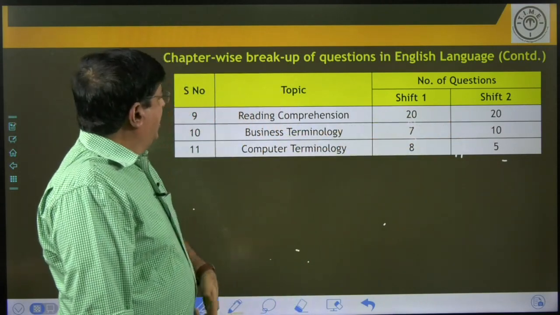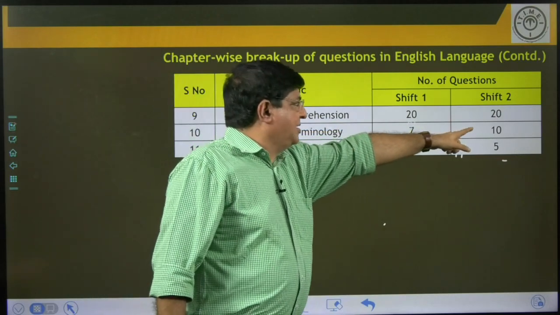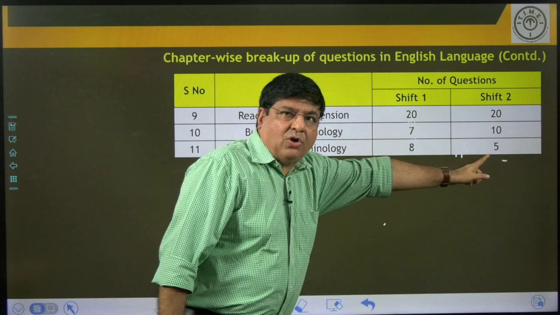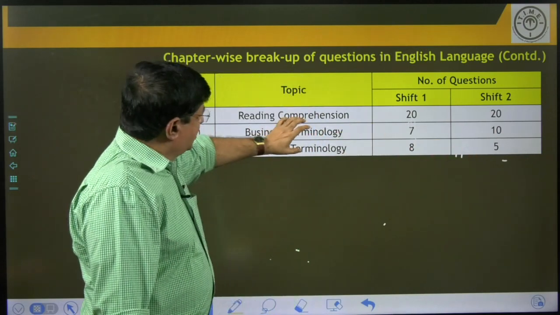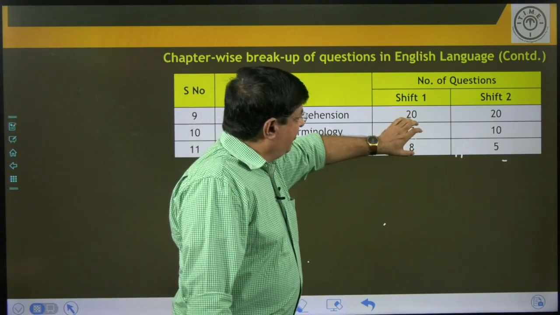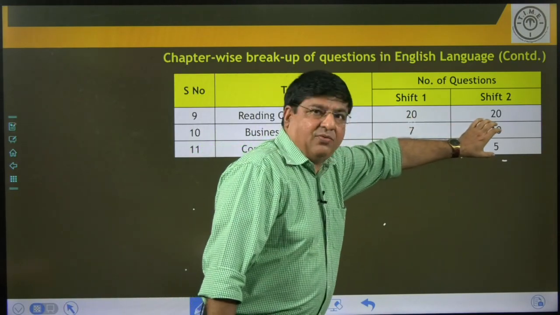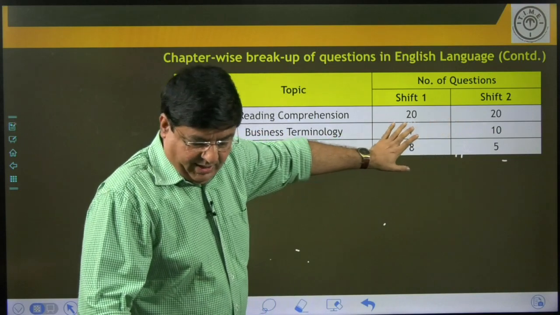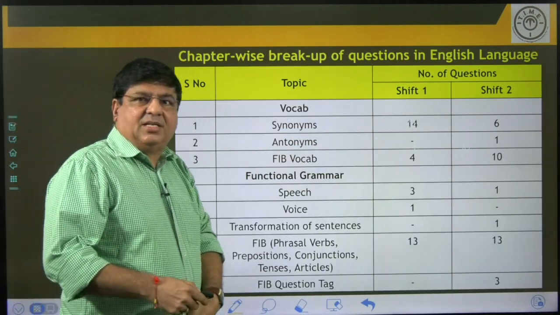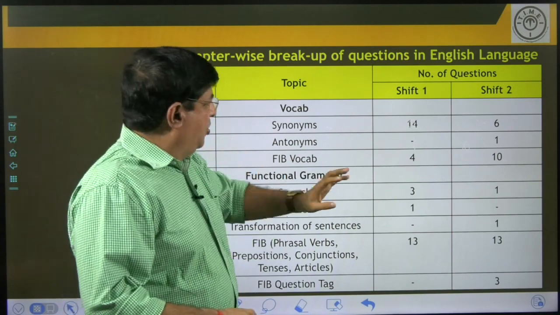Business terminology, first shift 7 questions, second 10. Computer terminology, first shift 8 and second shift 5. So if you combine business plus computer terminology, the number of questions are 15 here, and here also the number of questions are 15. Okay, so before we go to the next slide, let us look at the communication ability section summary once.